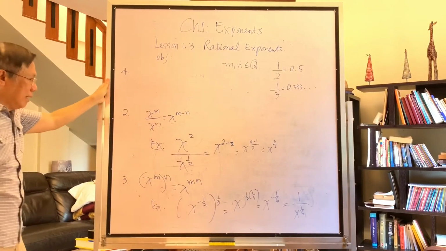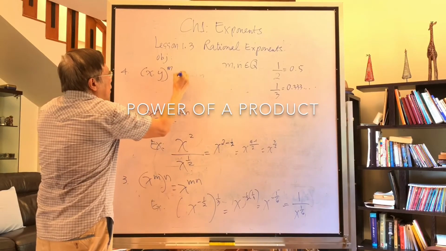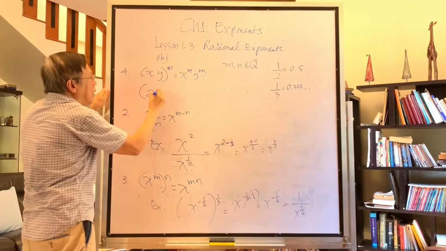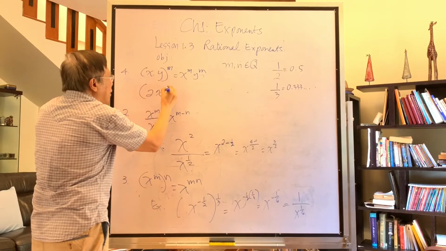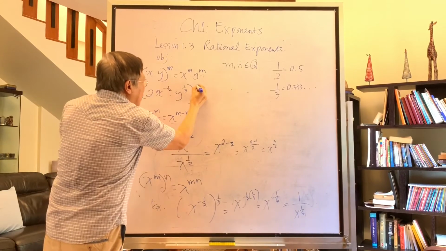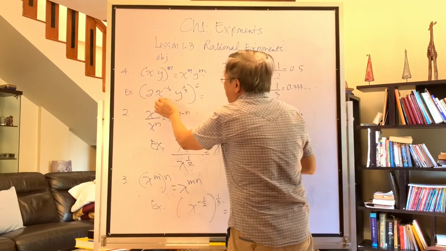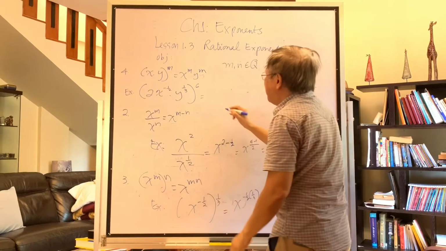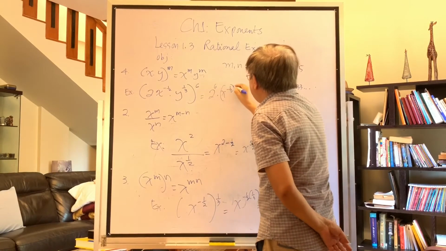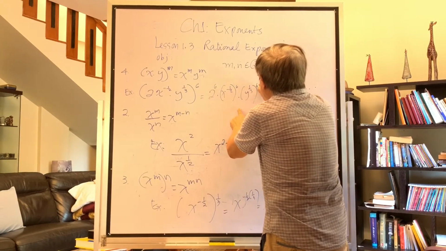Next law, that's a power of a product. x y raised to the m equals x to the m, y to the m. So I might have here a product 2x to the negative 1/2 times y to the 1/3 raised to the 6, for example. I will now apply power of a product to each of these factors here. So I have here 2 to the 6 times x to the negative 1/2 raised to the 6 times y to the 1/3 raised to the 6.